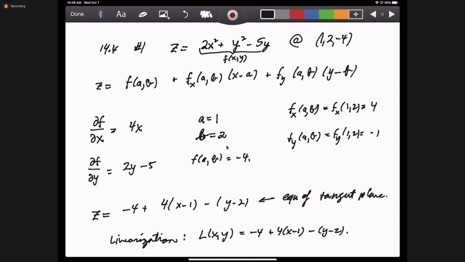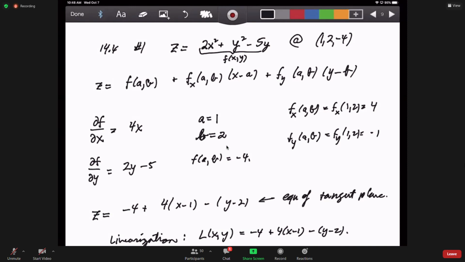So let me ask you all a question. Is this function z equals 2x squared plus y squared minus 5y differentiable at this particular point where x equals 1, y equals 2? Yes or no? You have a 50% chance of guessing correctly. So I have yes. So what is the reasoning for that, Cameron? How do you know the function's differentiable?